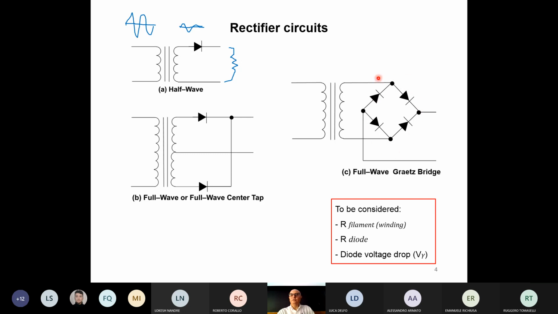Using 4 diodes instead of 2, which is now very cheap because diodes are very cheap, we can have a full wave output after this circuit. Okay? There are some small defects that we will consider in a short time. Now we will see more in detail how the circuit works.